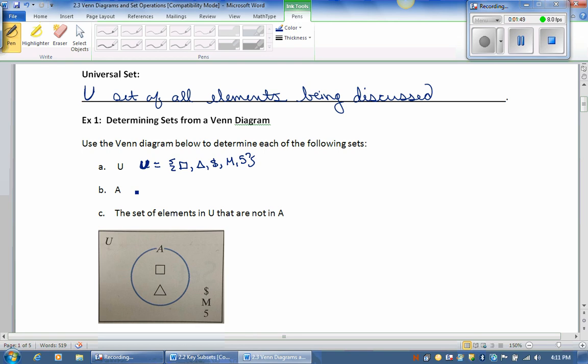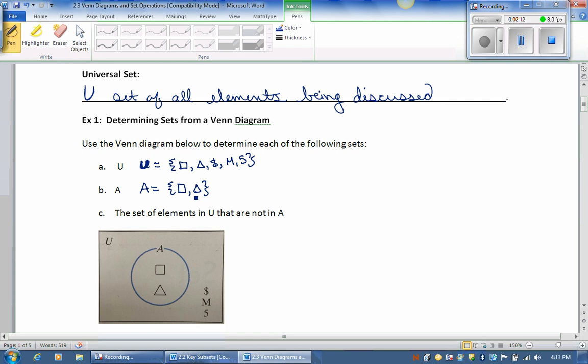Okay. So now A consists of all the elements within that circle. All right. So that should be pretty simple too. We've only got a square and a triangle in there. And last but not least, it's the set of elements in U that are not in A. So the set of elements in U that are not in A.